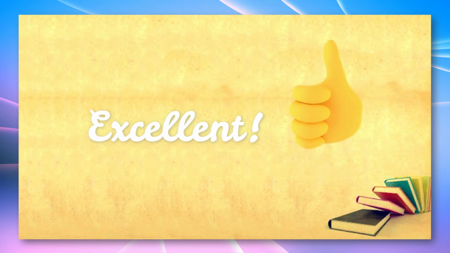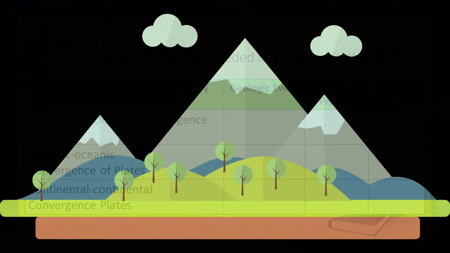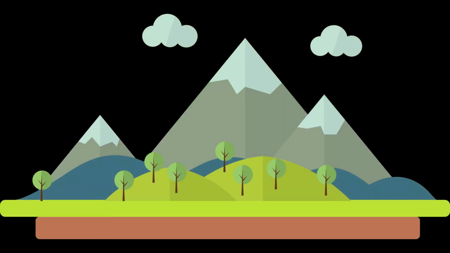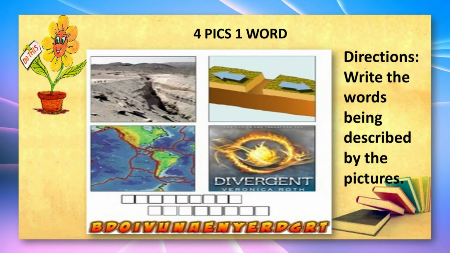Excellent! We're done with the different types of convergent plate boundary. Let us apply what you have learned. Supply the needed information in the table. Let us proceed to the second type of plate boundary. Let us start by answering 4 pics 1 word. Write the words being described by the pictures.